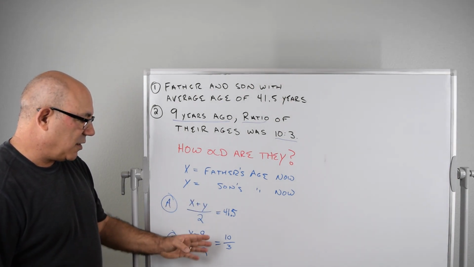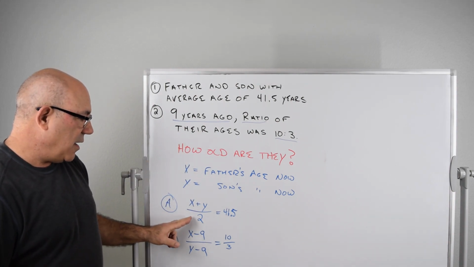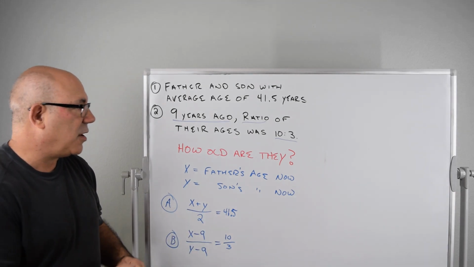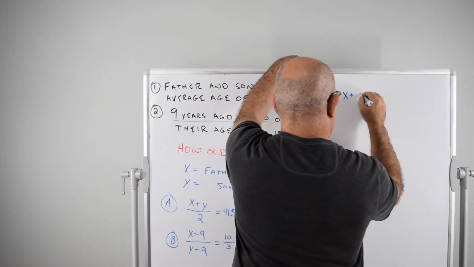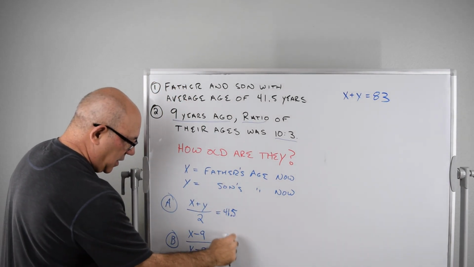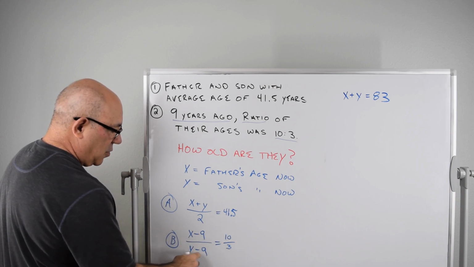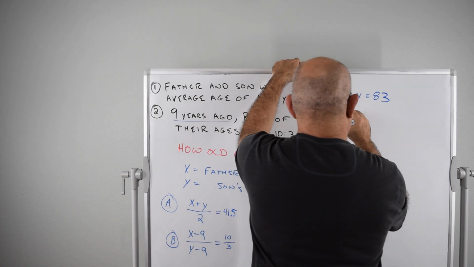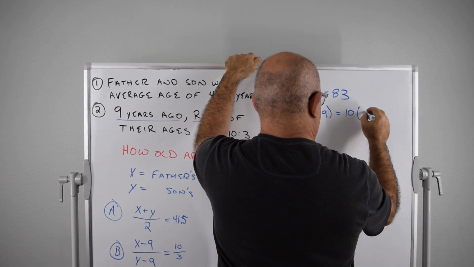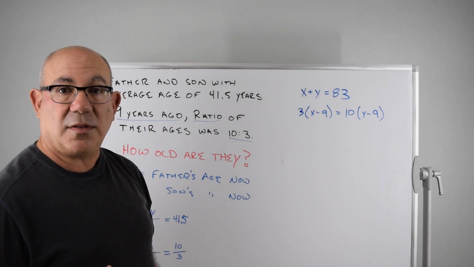What we're going to do is simplify these equations, and then solve using the substitution method. If we multiply both sides of the first equation by 2, we have x plus y equals 83. And then if we cross multiply across here, we'll have 3 times the quantity x minus 9 equals 10 times the quantity y minus 9. Now it's a matter of solving two equations and two unknowns with the substitution method.